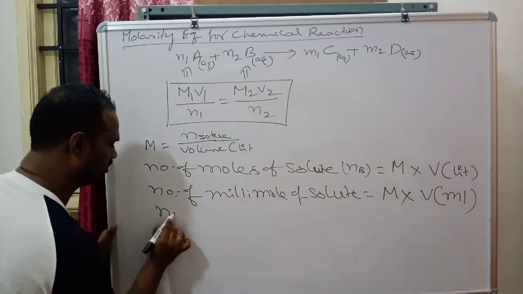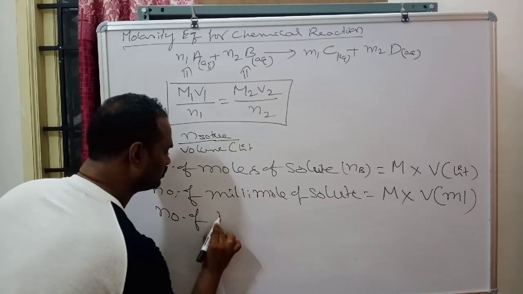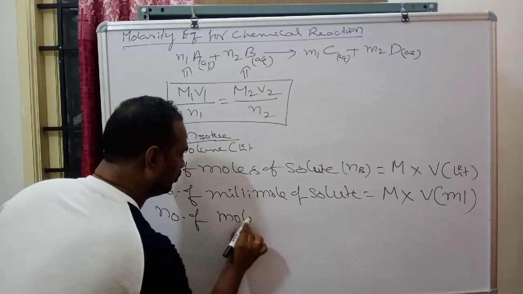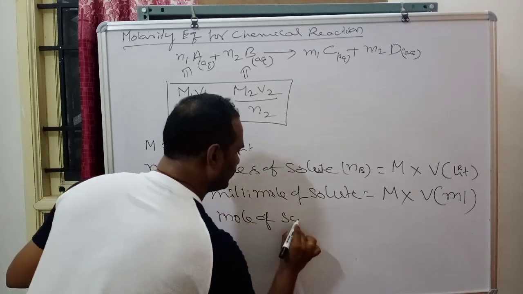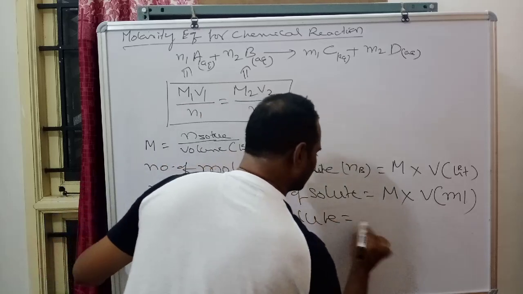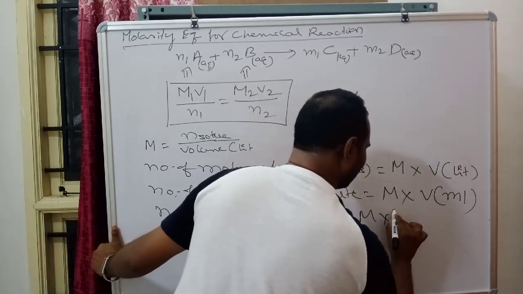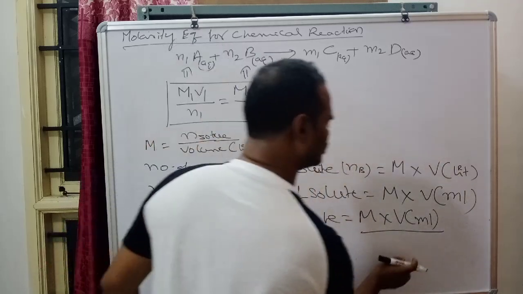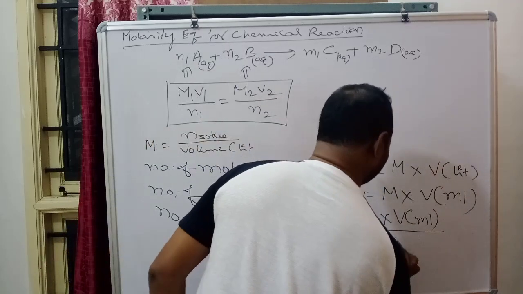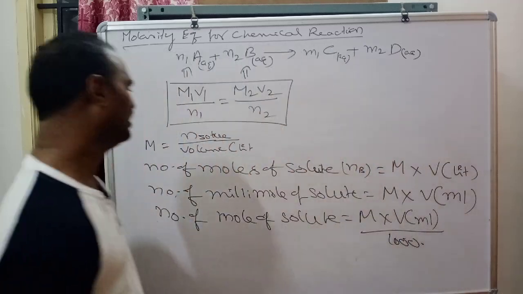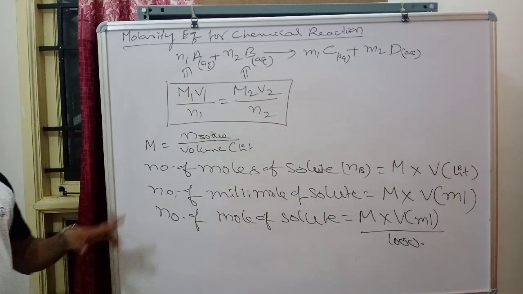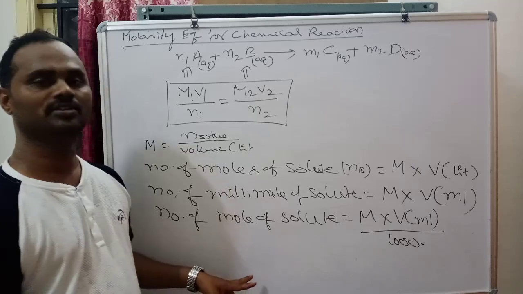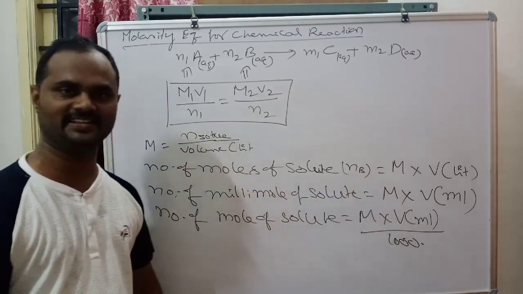One more formula: number of moles of solute is equal to molarity times volume. If the volume is given in milliliters, then you should convert it into liters by dividing by 1000. These are the formulas to calculate the number of moles or millimoles of solute from the molarity.